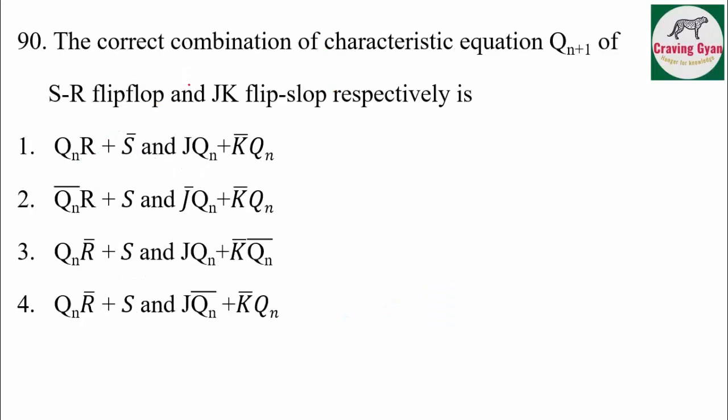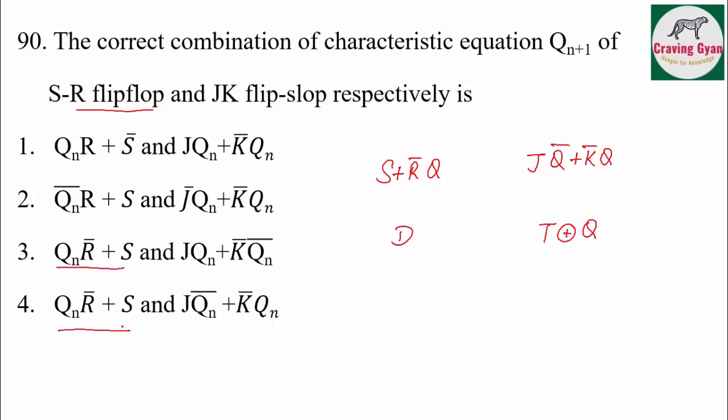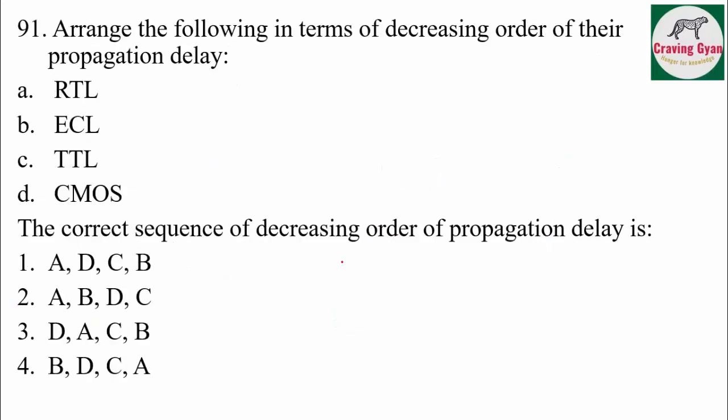90th question, the correct combination of characteristic equation of SR flip-flop is, SR flip-flop is S plus R bar Q, and JK flip-flop is JQ bar plus K bar Q, and for D it is D only, and for T it is T XOR with Q. So these things you have to remember. So it is S plus R bar Q, it is correct. JQ bar plus K bar Q, nothing but option 4 is going to follow.